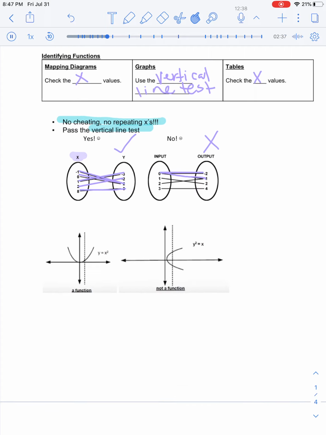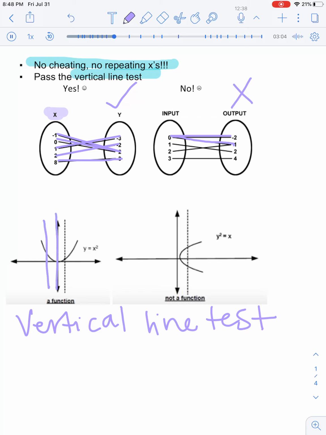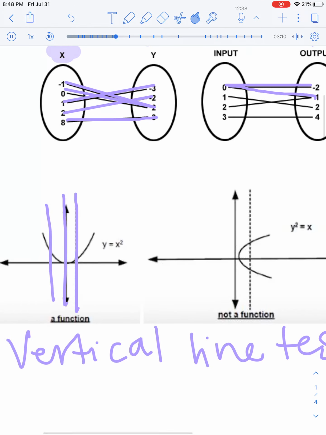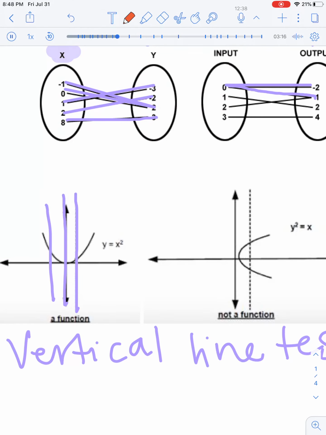All right, now we're looking at graphs, and our little table tells us that to determine if a graph is a function, we're going to use what we call the vertical line test. What we do is draw multiple vertical lines, so that's going to be up and down. We're going to draw a few on our graph, and if any of the lines touch the graph more than once, then it is not a function. So we're going to be drawing a line here, a line here, and then that line that's already drawn.